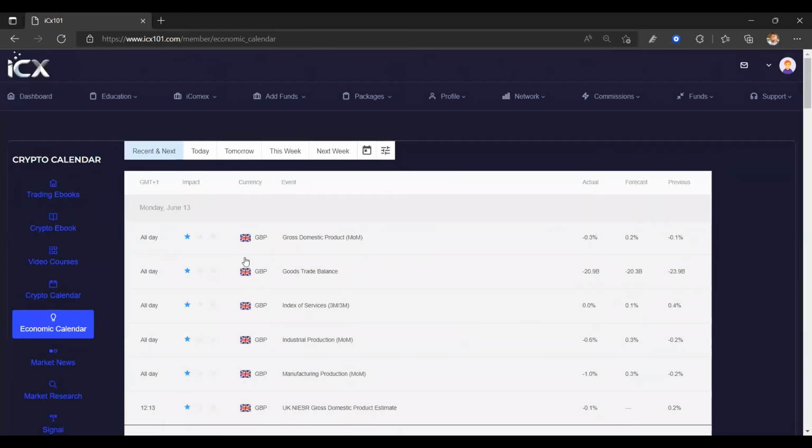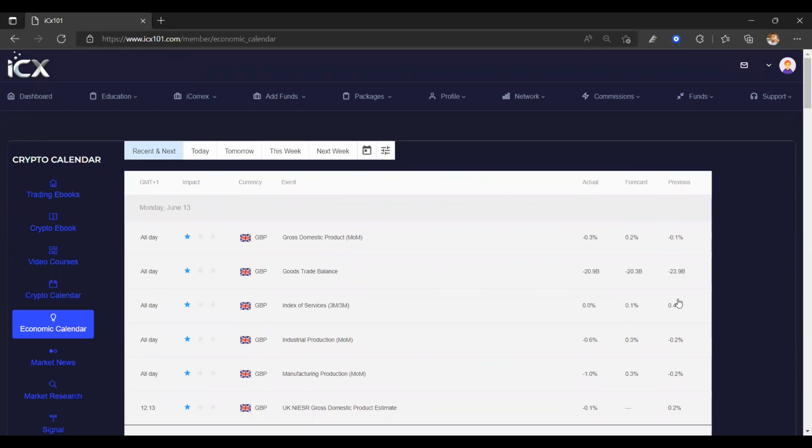Now, how do you interpret all this? When the data is released, you see the actual value, the forecast value, and the previous data. The previous data is what was released maybe last month or last week. Then the forecast is what the financial analysts or economists projected, right? So what they projected is the forecast. The data that is released is the actual.